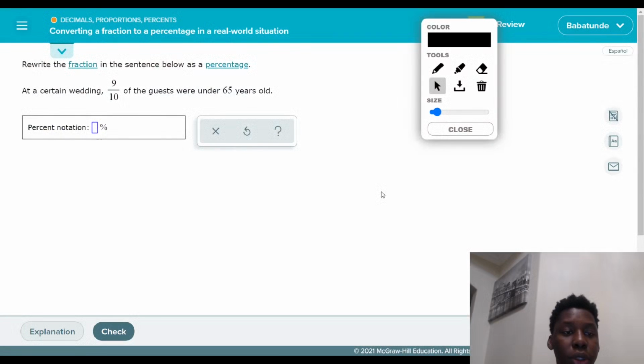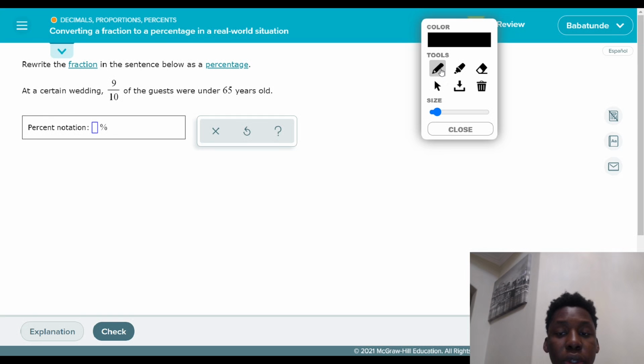My name is Babatunde Arowolo, and today we're going to be talking about converting a fraction to a percentage in a real world situation. The topic is really self-explanatory. We're going to be given a fraction in the question, and based on that fraction, we're going to have to convert the fraction to a percentage, and we're going to apply that in a real life scenario. So let's take a look at the question.